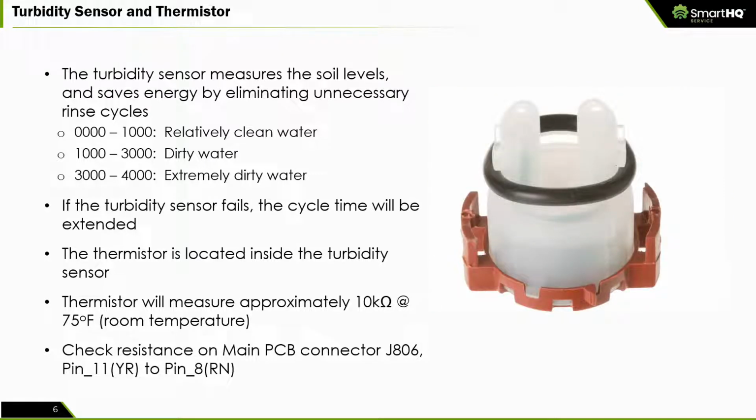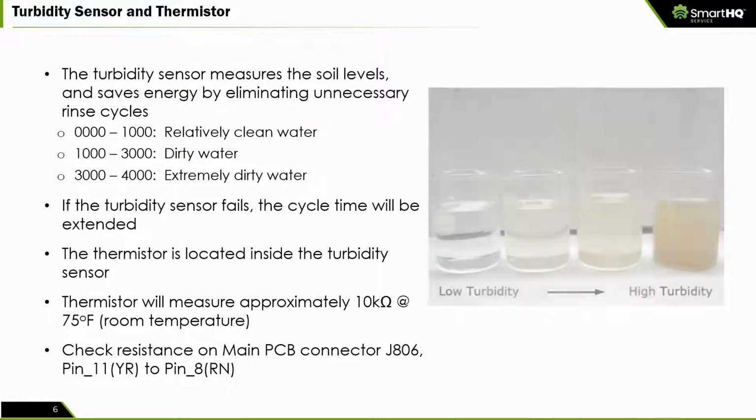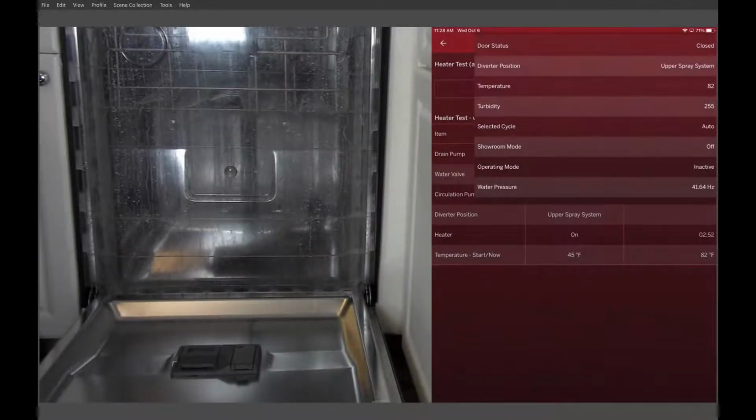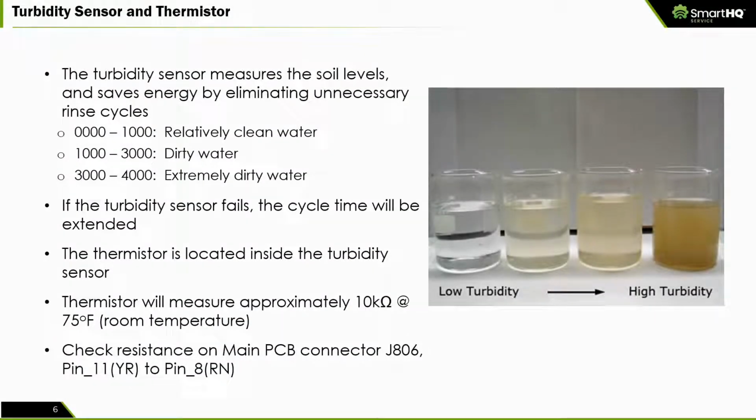So a value between 0 and 1,000 means relatively clean water. 1,000 to 3,000 is dirty water, and 3,000 to 4,000 is extremely dirty water. And if we look at the real-time value right now of our turbidity sensor, it is 259, and that means that we have relatively clean water. All right, so this sensor is working to perfection.